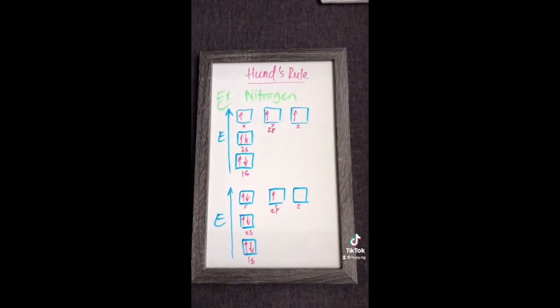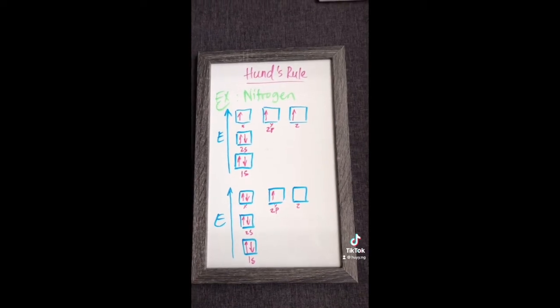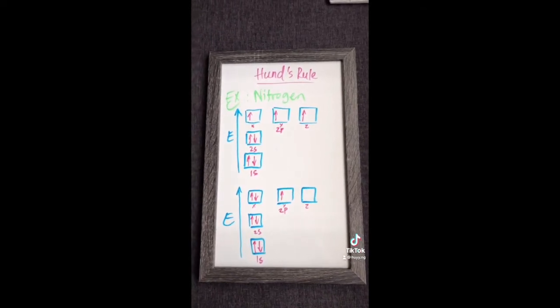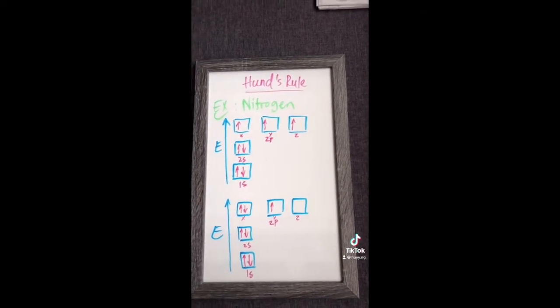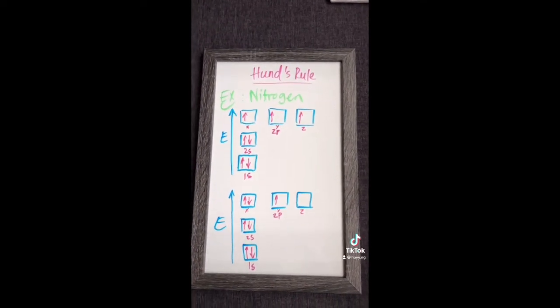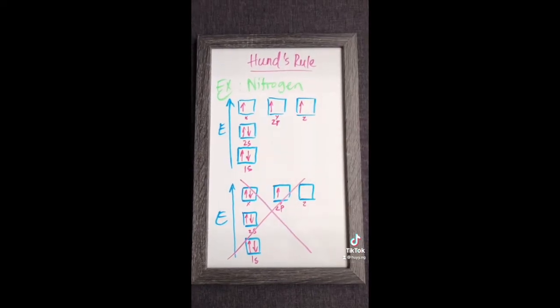The second configuration, however, is incorrect because the third electron does not occupy the empty 2pz orbital. Instead, it occupies the half-filled 2px orbital. This, therefore, is a violation of Hund's rule.